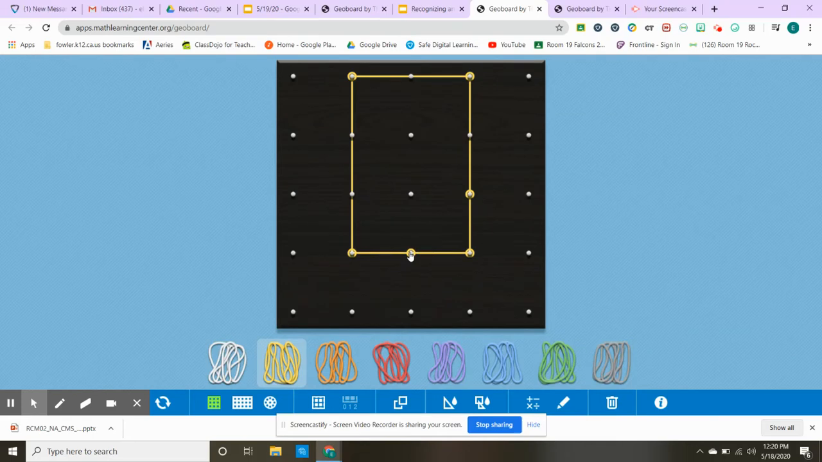But for right now, I'd like you to pause your video and I'd like you to use your geoboard to create a square and a rectangle. And when you are all done, push play.